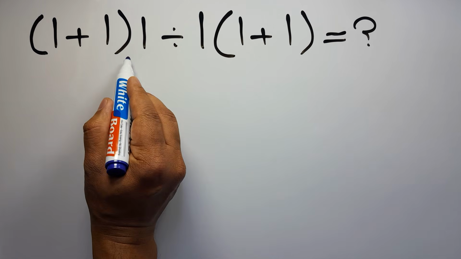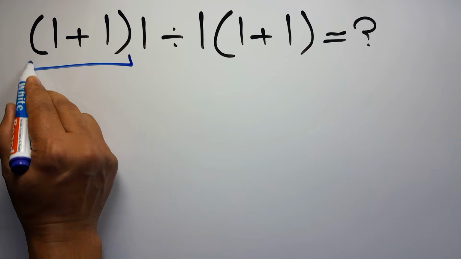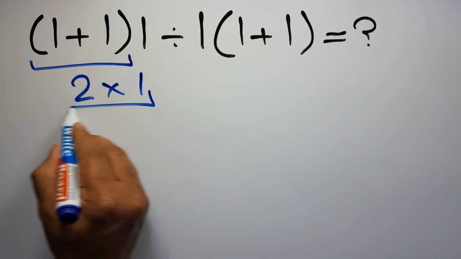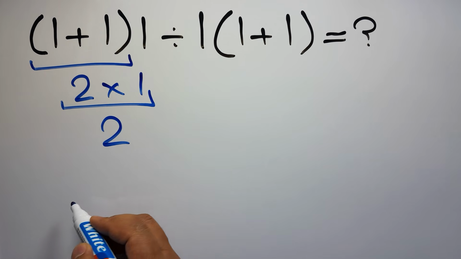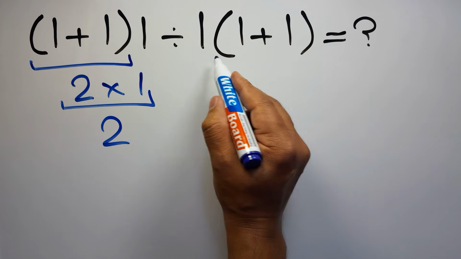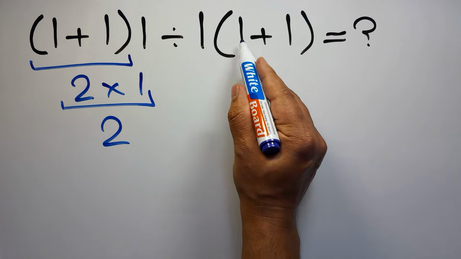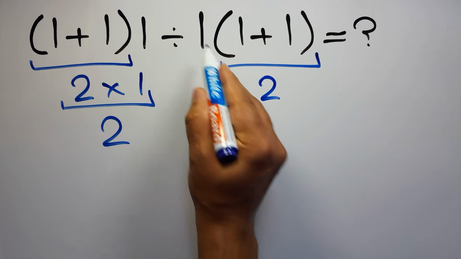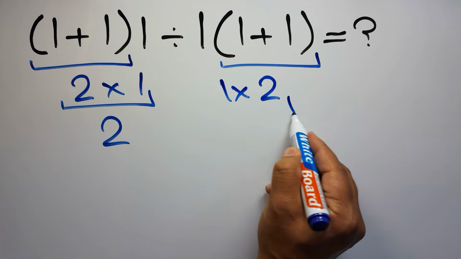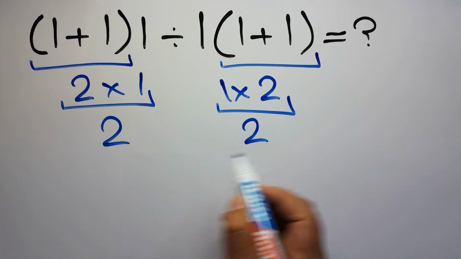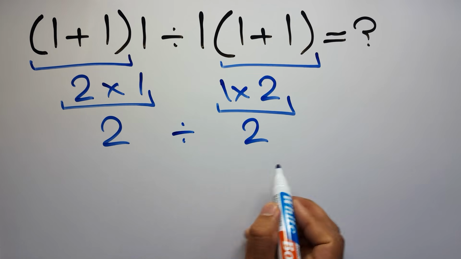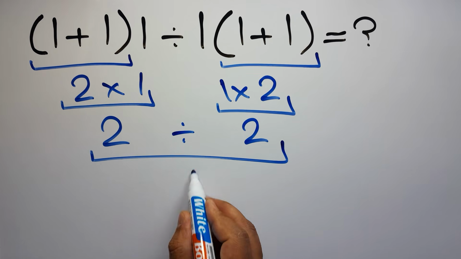1 plus 1 gives us 2. And the 2 times 1 equals 2. Okay? Again, here we have these parentheses. Inside these parentheses, we have 1 plus 1, which equals 2. And 1 times 2, again, equals 2. So we have 2 divided by 2 is just 1.